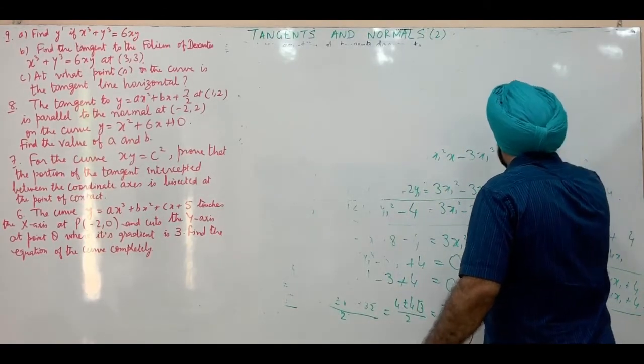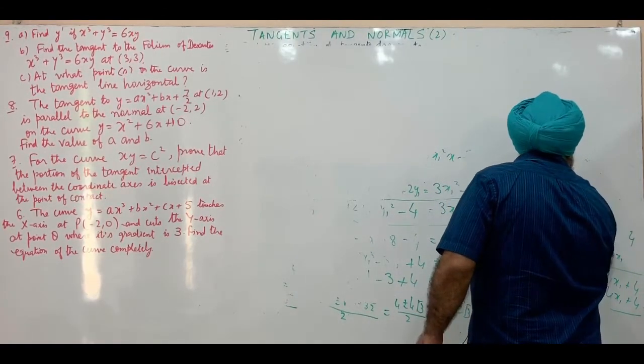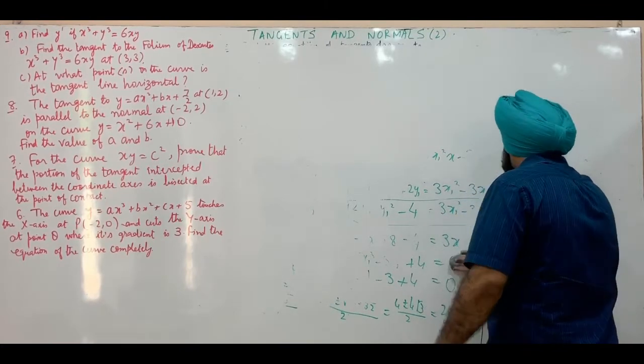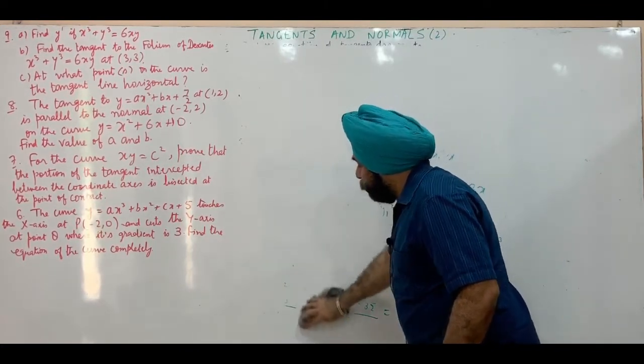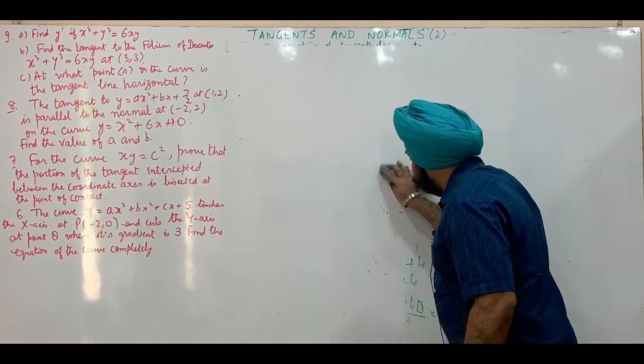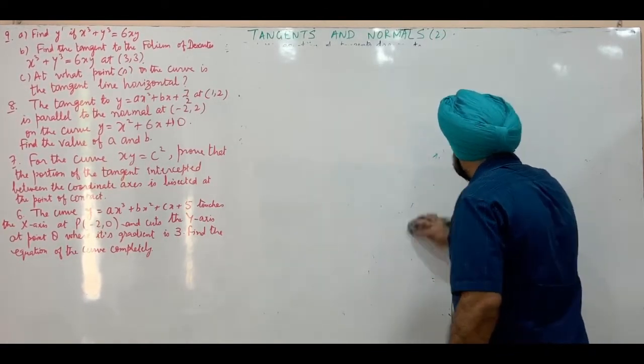So in the given equation of curve, there are 3 unknowns, a, b and c. So we will be requiring 3 equations in a, b and c. Let's see, how do we get them?